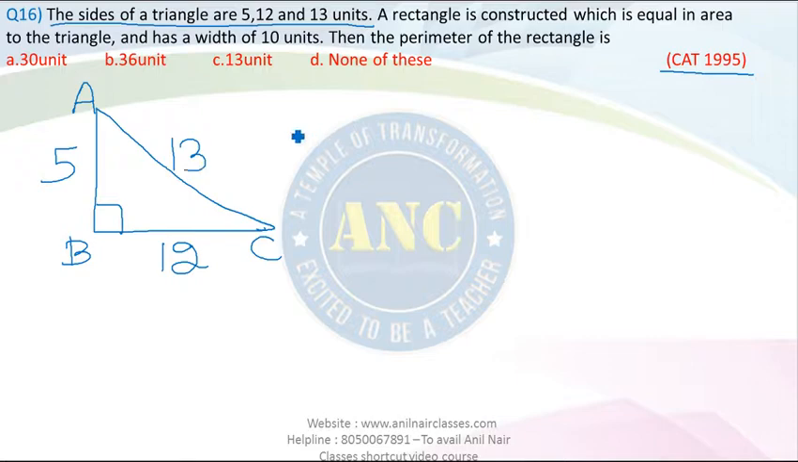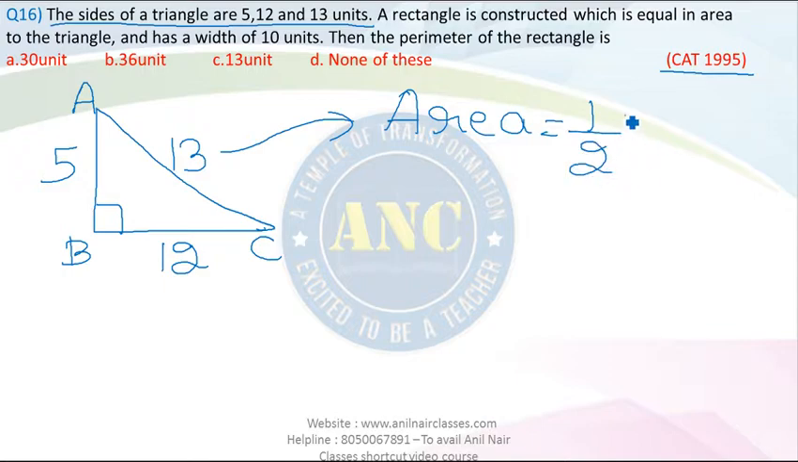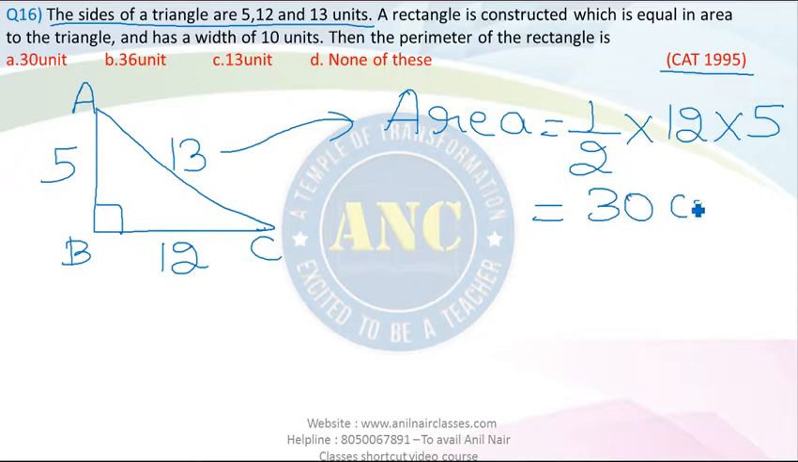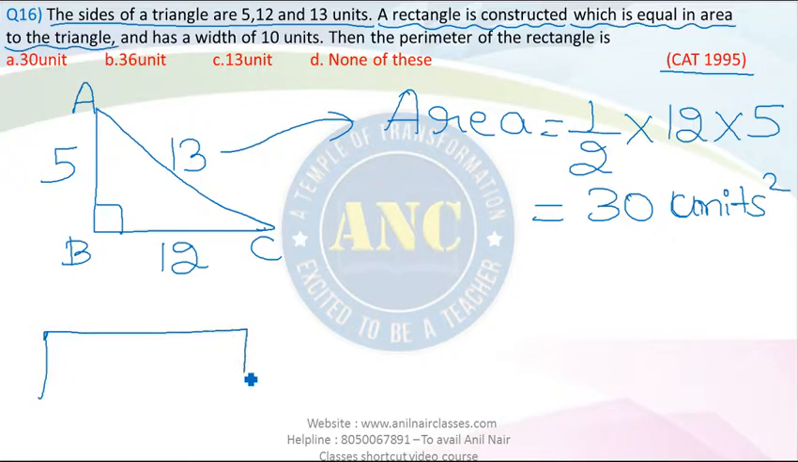This is my first statement. Okay, what is the area of this triangle, sir? Area of this triangle is half into base, which is 12, height is 5. 60 divided by 2 is 30 units square. 30 square units is the area of this triangle. Now read the next statement. A rectangle is constructed which is equal in area to the triangle. That means I am constructing a rectangle.